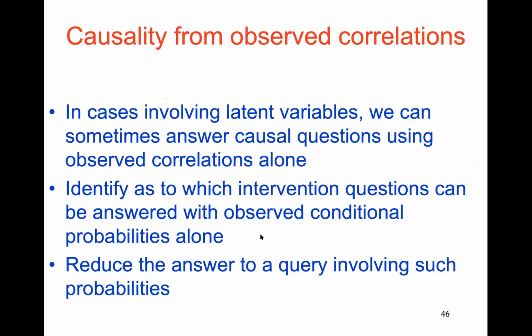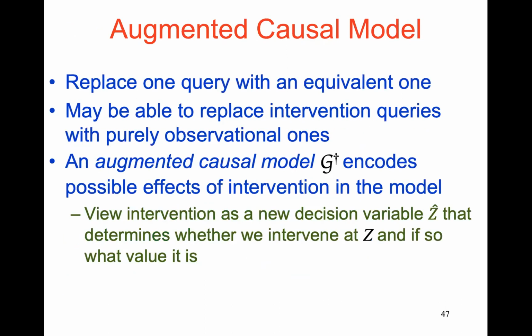So, causality from observed correlations. In cases involving latent variables, we can sometimes answer causal questions using observed correlations alone. What it is saying is, in certain scenarios, I can tell you the causality exists in this way by only using observed correlations, but in other cases, we cannot. Identifying which intervention questions can be answered with observed conditional probabilities alone, and reducing the answer to a query involving such probabilities. So this is a computational issue now.